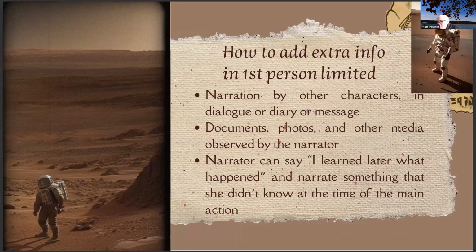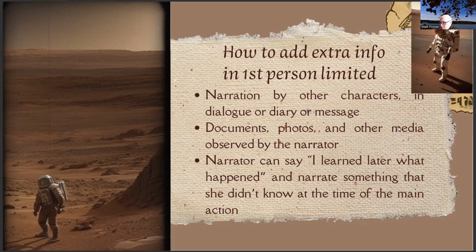You can have other characters narrate. You can have other characters just come and talk to your main character. They can be written diaries, they can be messages, text messages, emails, and that way you mix in other narration or other information. You can also have the narrator see documents, photos, or other media. It can watch videos and so on. Those are the ways that the character can find out things that the character did not experience.